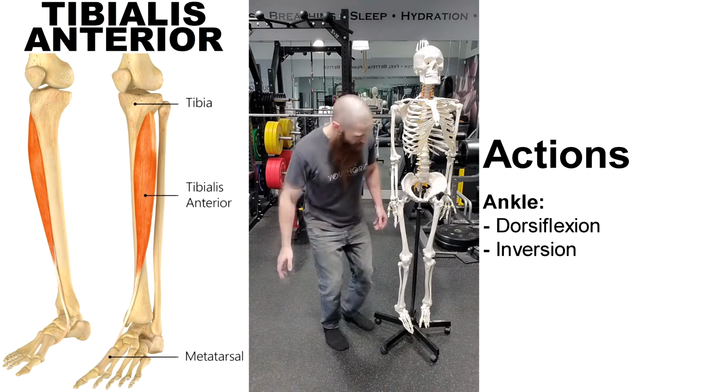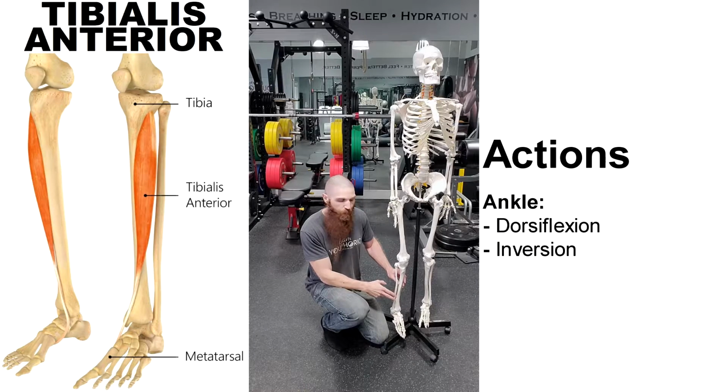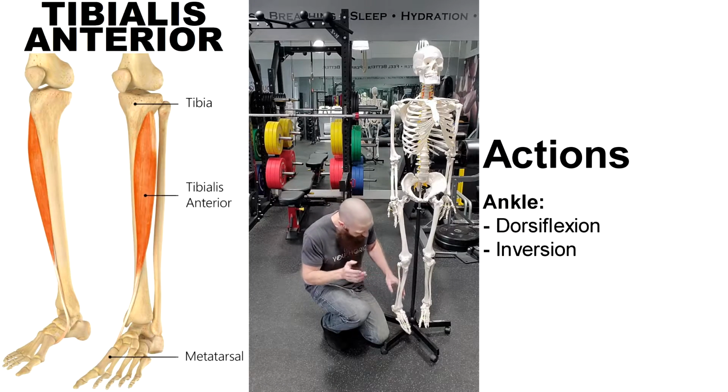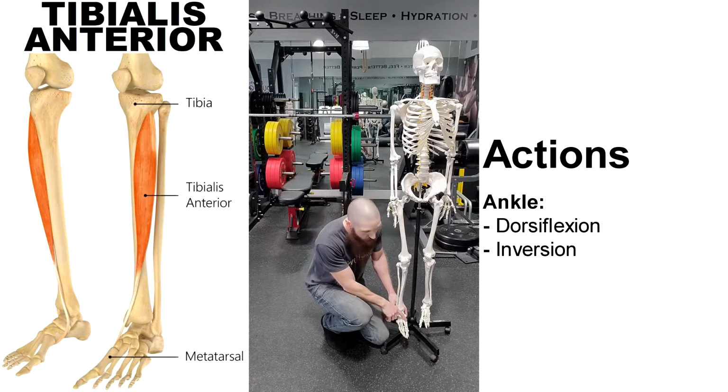The anterior tibialis attaches at the anterior tibia, at the lateral condyle of the tibia, and the proximal 2/3 of the tibia on the anterior surface, and also the proximal 2/3 of the interosseous membrane. The interosseous membrane being the thick, dense connective tissue that connects the tibia and fibula together, and then it inserts into the medial cuneiform, or the first cuneiform, and also the first metatarsal.